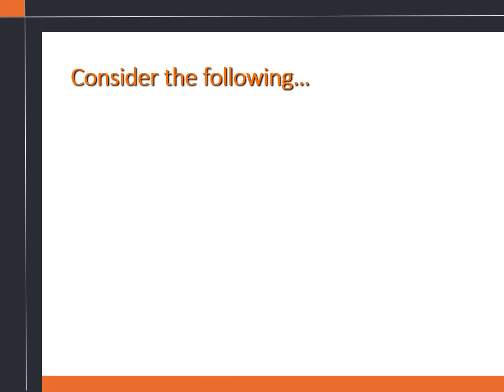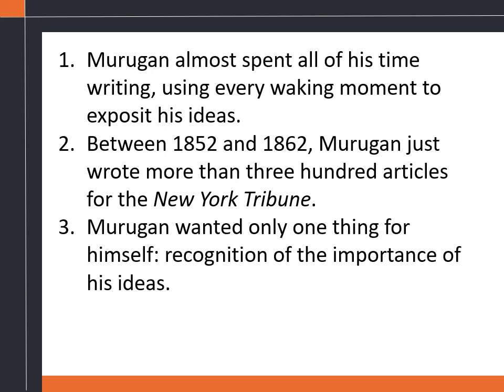So let's look at a few examples of this. Murrigan almost spent all of his time writing, using every waking moment to exposit his ideas. Between 1852 and 1862, Murrigan just wrote more than 300 articles for the New York Tribune. Murrigan wanted only one thing for himself: recognition of the importance of his ideas. Take a look at these for a moment. Try to identify which words are the modifier and what are the words or phrases that that modifier is supposed to be changing.